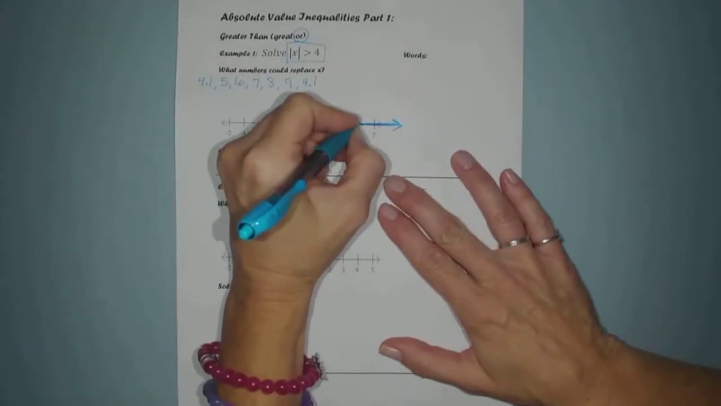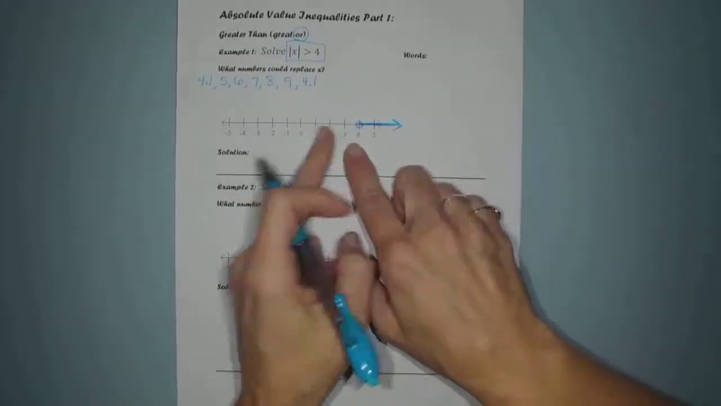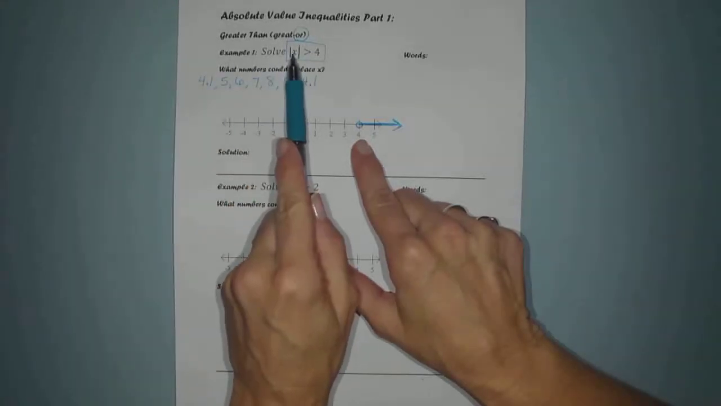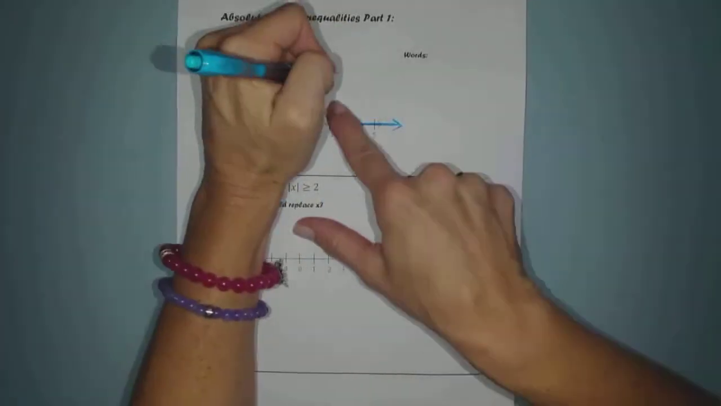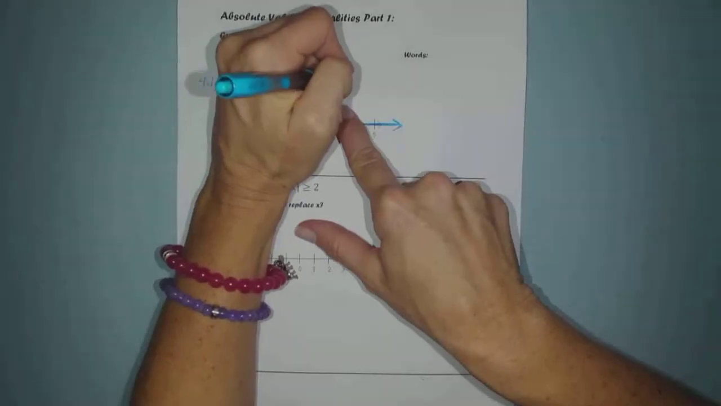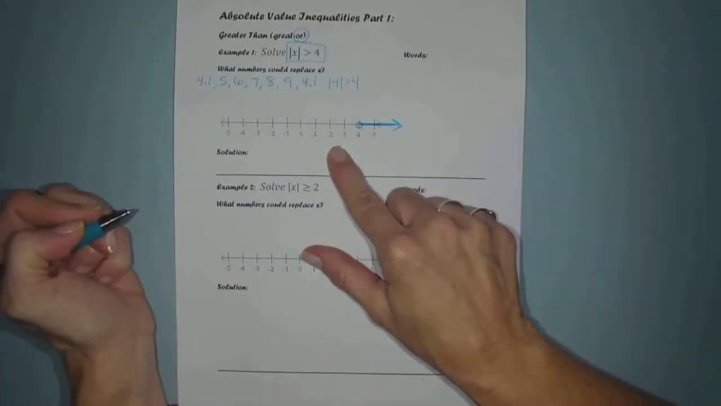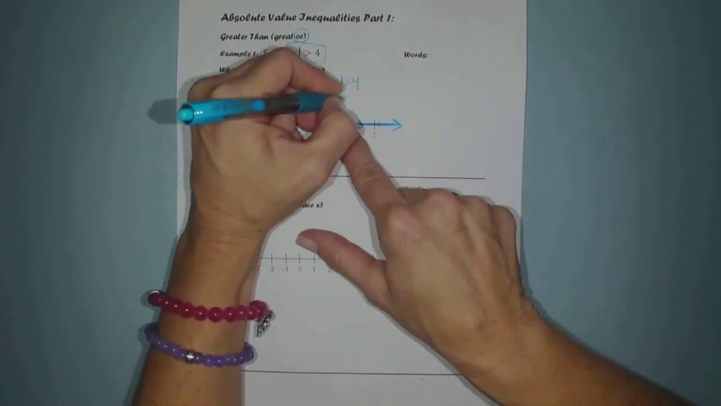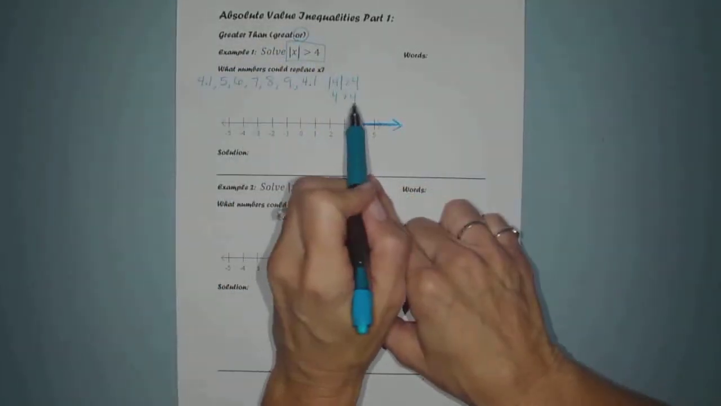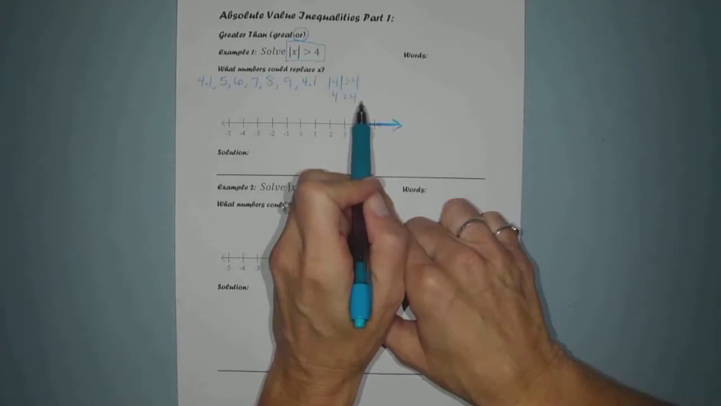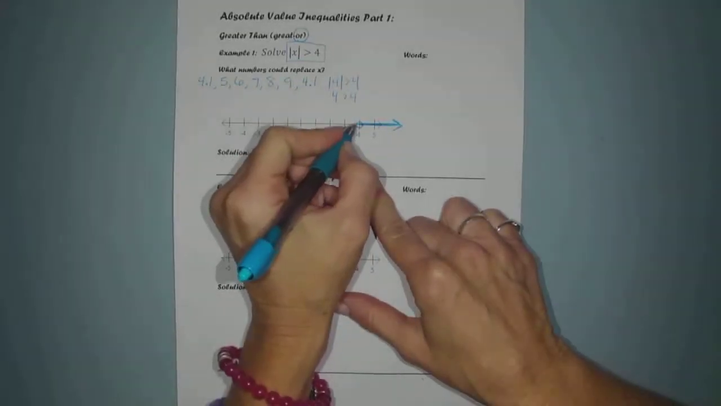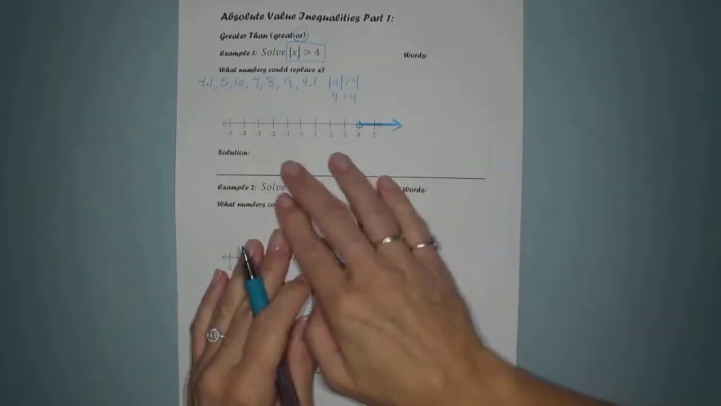Now the reason I put this empty circle on 4 is because I don't want to include 4. If I try to plug 4 right here, I would have the absolute value of 4 is greater than 4. I know that the absolute value of 4 is itself, and that unfortunately is not a true statement. 4 is not bigger than 4. It's equal to, but it's not greater than. So that's why the empty circle is there. Okay, so is that it?